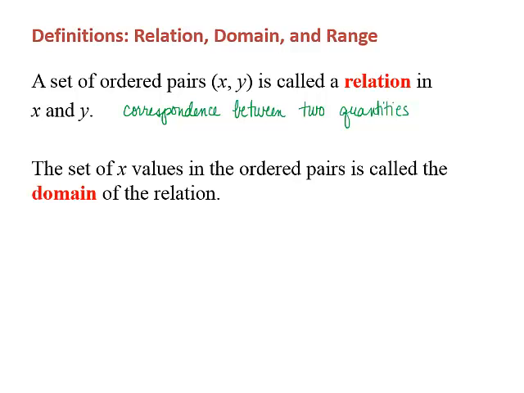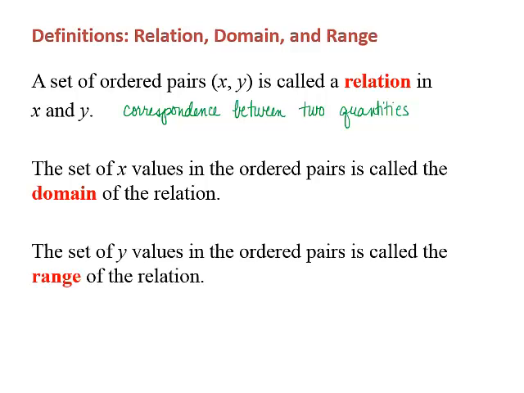The set of x values in these ordered pairs is called the domain of the relation, and the set of y values in the ordered pairs is called the range of the relation.